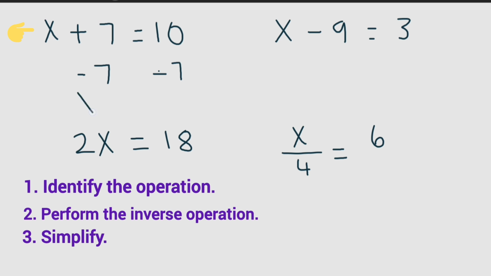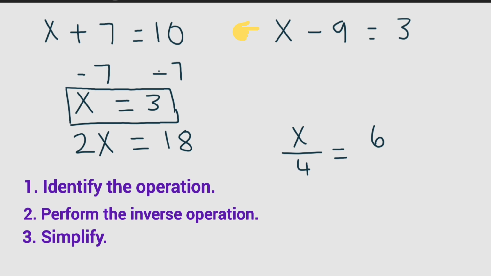Negative 7 and positive 7 is going to be 0. So we finally have our x by itself. And this is equal to 10 minus 7, which is 3. So x is equal to 3. This is our final answer. Now let's take a look at the next problem.